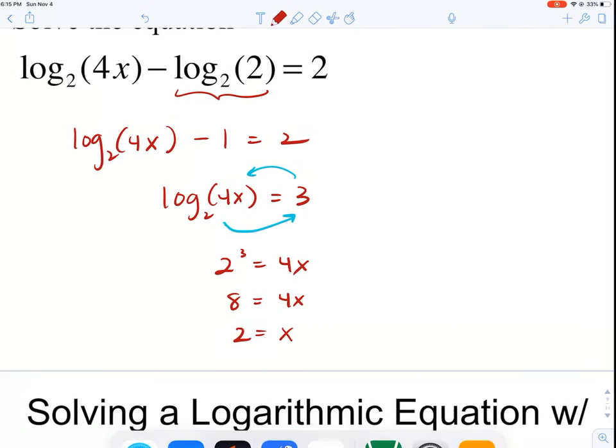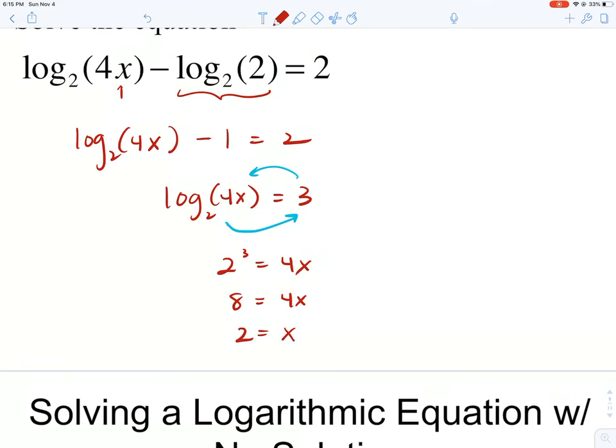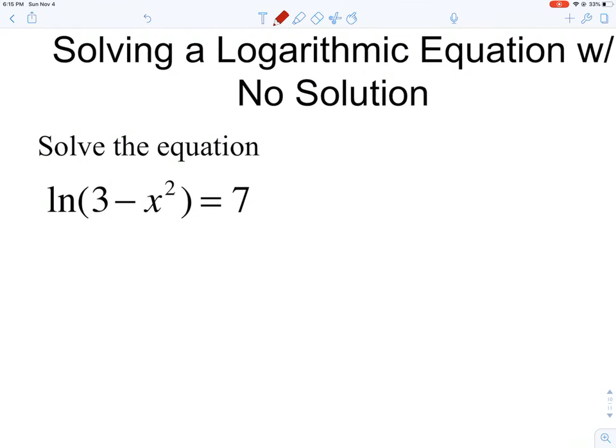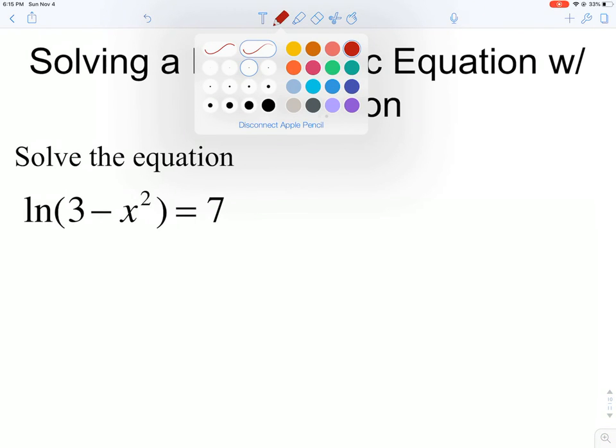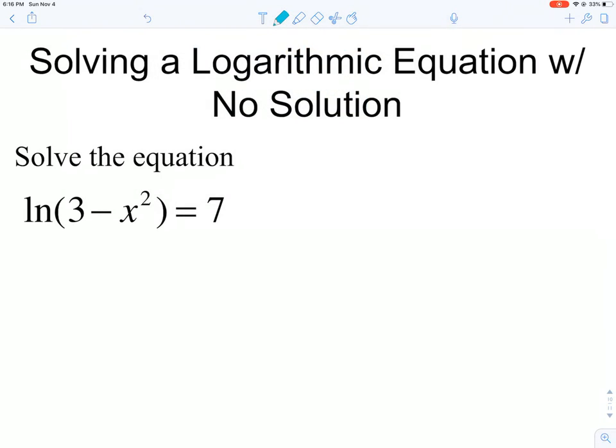Check for extraneous solutions. If we substitute 2 in for x there, that works. Log base 2 of 8 is just 3, and then 3 minus 1 is 2. That works. 2 is the solution. Okay, so this, it's already given to you. This logarithmic equation will have no solution, but let's see what happens to get us there.